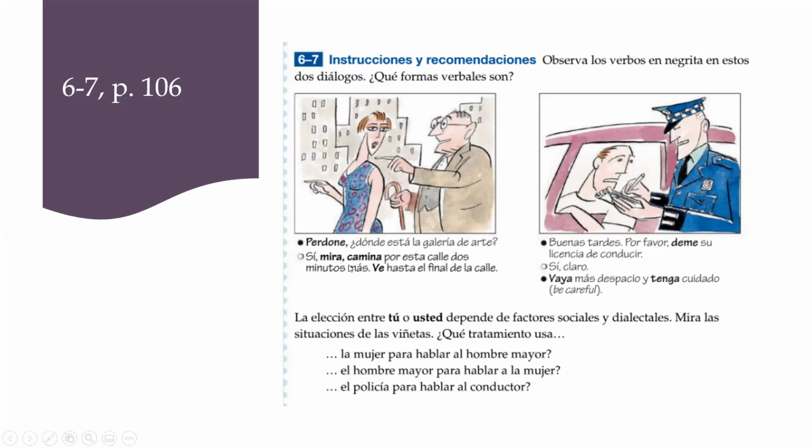So he says, mira, camina, and then ve. Here we see el policía. He uses, so de, this is from the verb dar. So we see that he's using usted with el conductor, the driver. So he says, deme, so that means give me, deme su licencia.